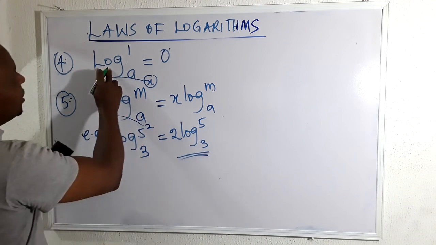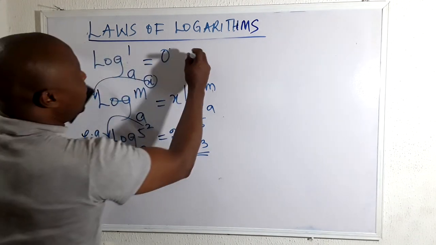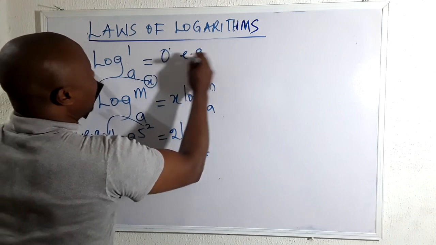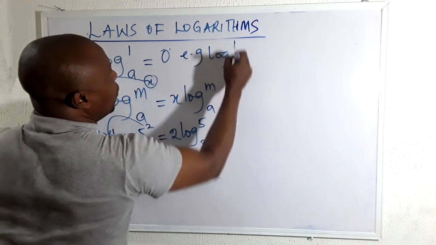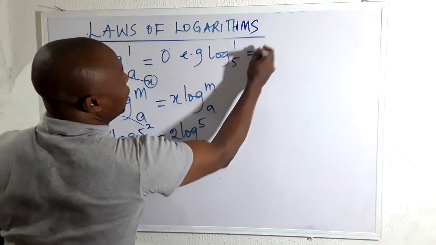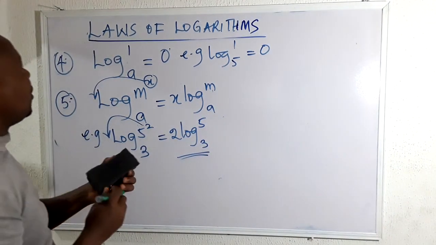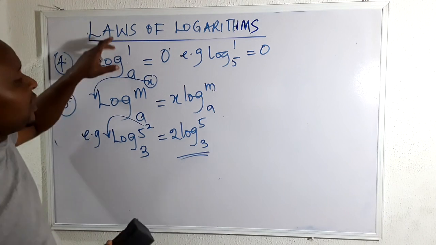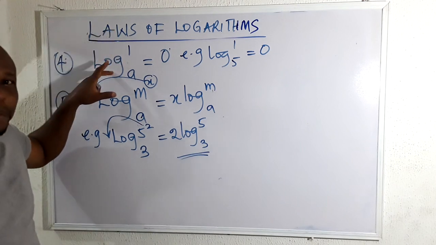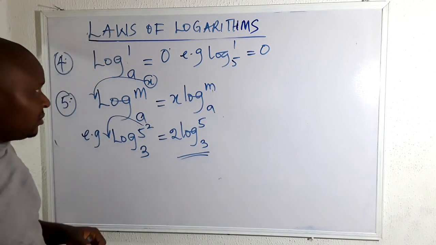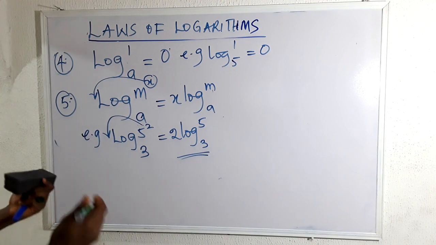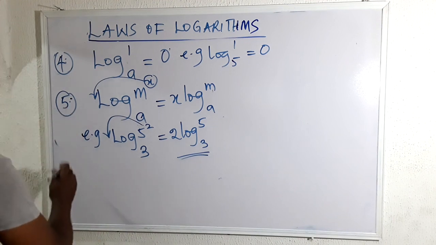Okay, so now let us look at an example to this very particular case. You can have log 1 to base 5, and log 1 to base 5 is what? 0. So the log of 1 to any base is 0. This is the fifth law.